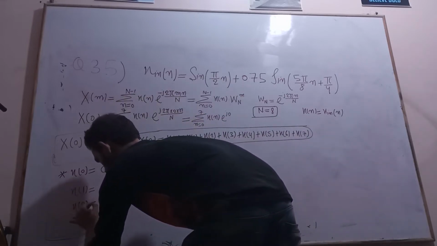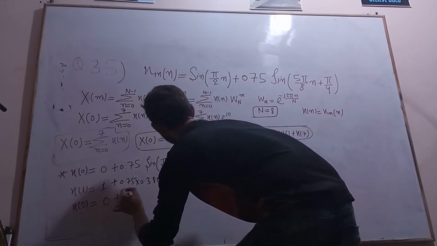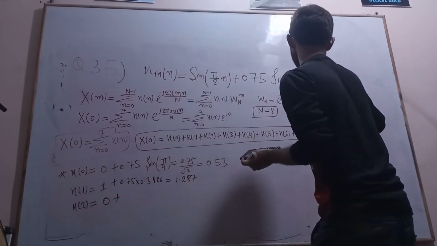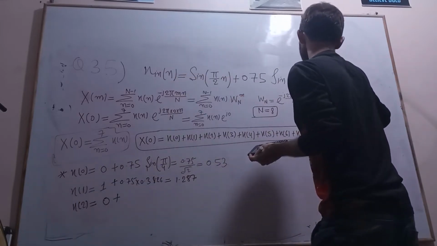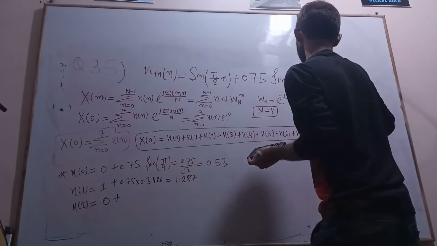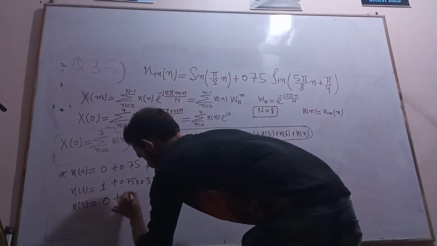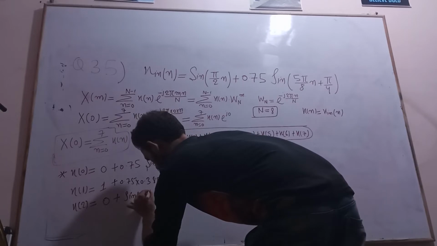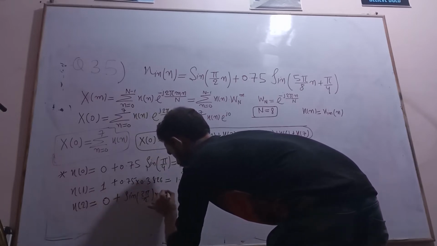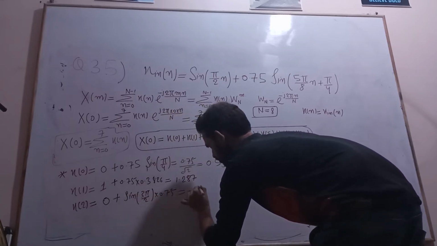Similarly, x of 2: sine pi is 0, plus, putting n equal to 2, it will come 5 pi by 4, 5 plus 6, 6 pi by 4. So this is 6 pi by 4, which means sine 3 pi by 2. And with the multiplication of 0.75, it will come minus 0.75.